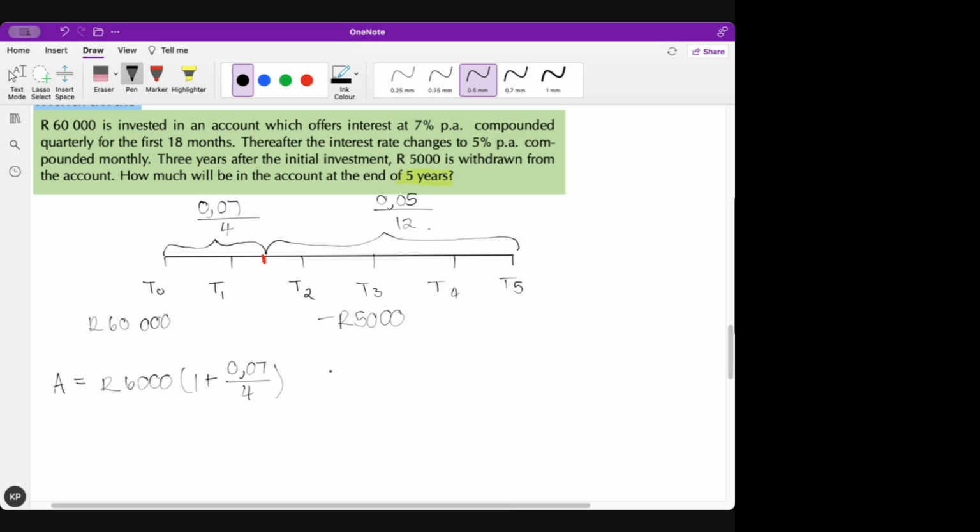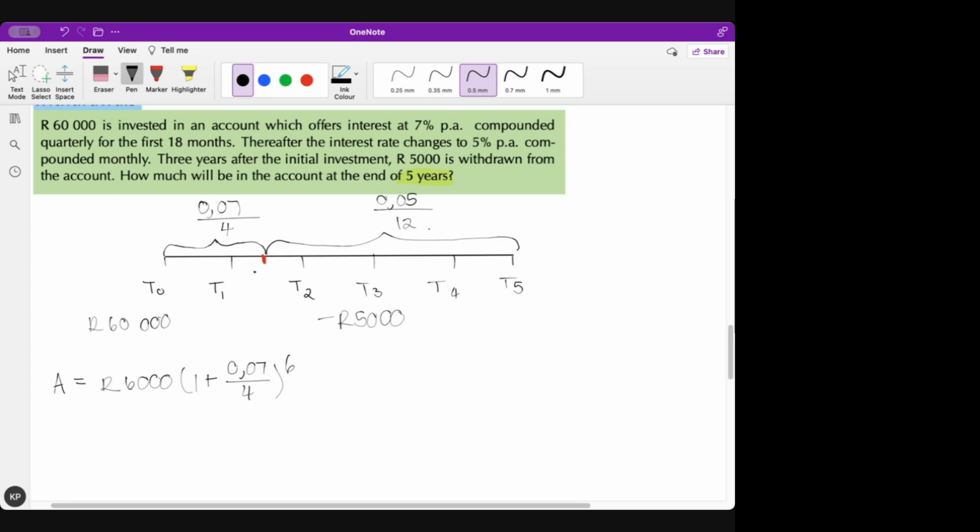If I say a quarter of a year, how many months would that be? That's 3 months. Thank you, Tandiwe. So in 18 months, we then have how many quarters? 3, 6, 9, 12, 15, 18. So that means this will be compounded 6 times. Make sense, guys? There are 3 months in a quarter, so for this whole time period, it will be compounded 6 times.